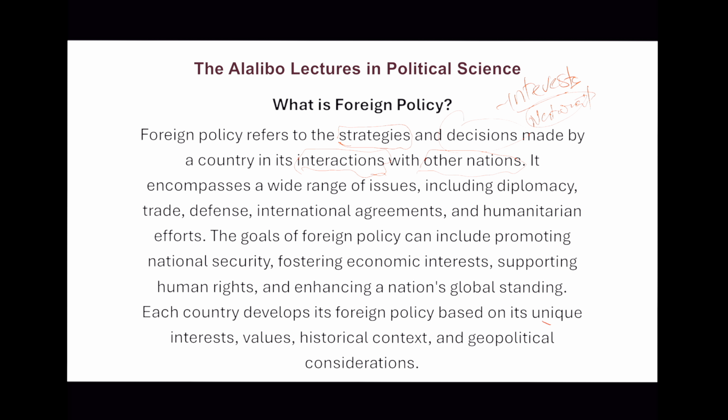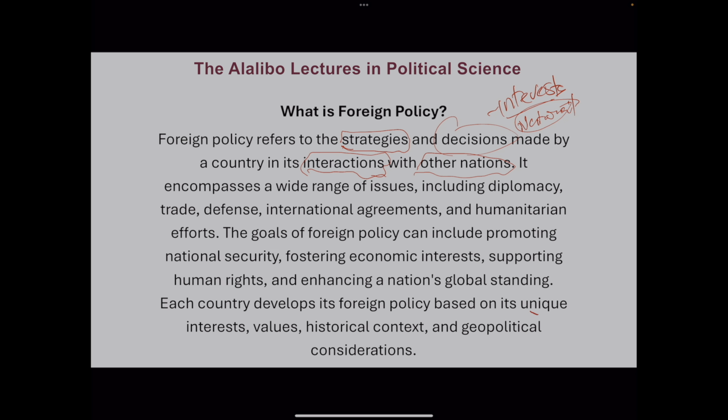So, for example, if a country is very close to another country and offering military protection, take a closer look at that relationship. Most likely, the country that is providing hardware, equipment, and defense to the other country has something to gain. Maybe they have some natural resources they're interested in, so they will exchange the military protection for those natural resources. That is national interest. Their national interest is always at the forefront. Once again, foreign policy refers to the strategies and decisions made by a country in its interaction with other countries.